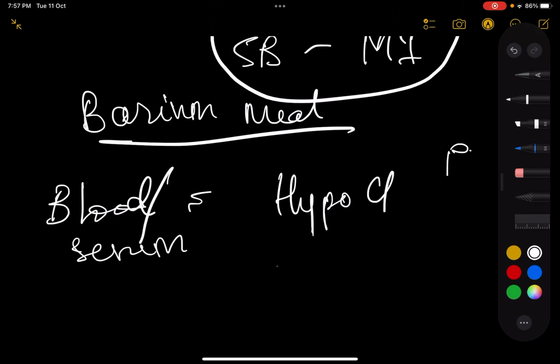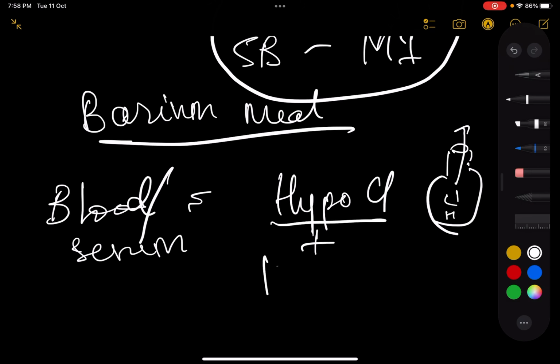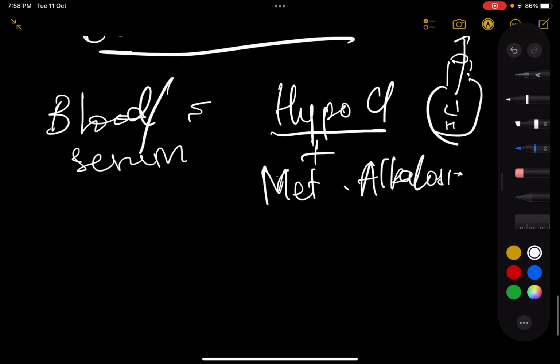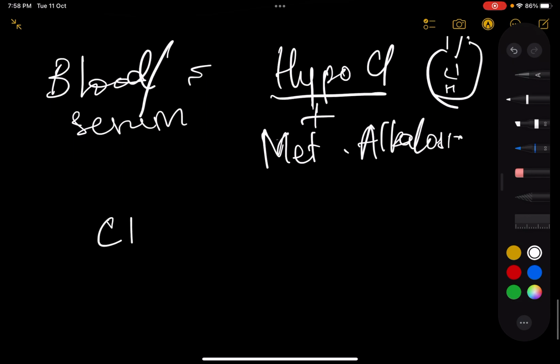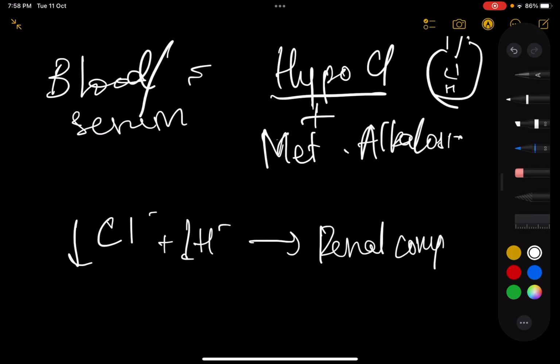Okay, so let's say this is the stomach. I'm just making a stomach as a bag. So the chlorine is present, the H is present in the form of HCl. Both of them are going to go out. Imagine the stomach to be a bottle. So first you'll have hypochloremia, plus you will have metabolic alkalosis, because all the acid is being lost. Correct. Now what happens is that because of low chlorine and because of low levels of hydrogen or acid, what you will have is that your renal compensation begins.